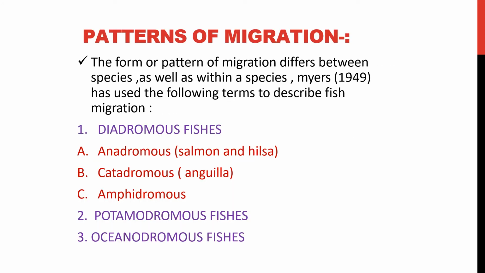Now, patterns of migration. The form or pattern of migration differs between species as well as within a species. Myers, 1949, has used the following terms to describe fish migration. First is diadromous fishes. In it, A is anadromous, where salmon and hilsa are put. Then B, catadromous, the example is Anguilla. And C is amphidromous. Then there are potamodromous fishes, and thirdly, oceanodromous fishes.